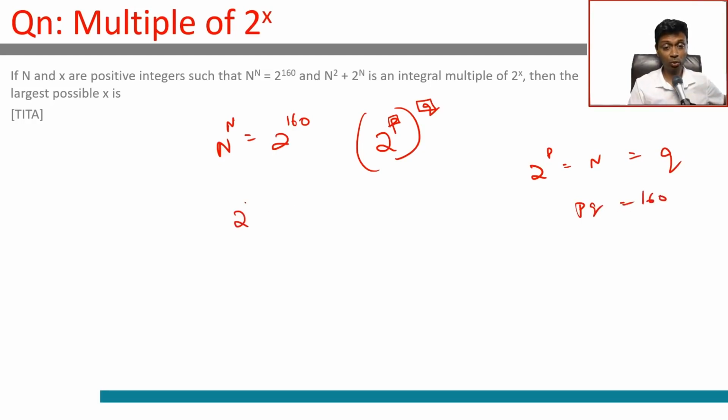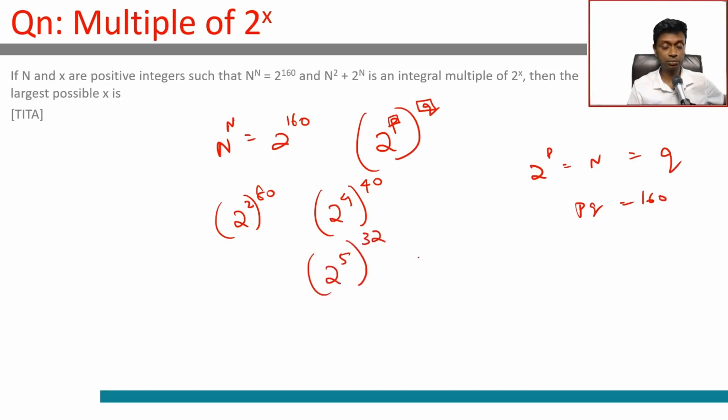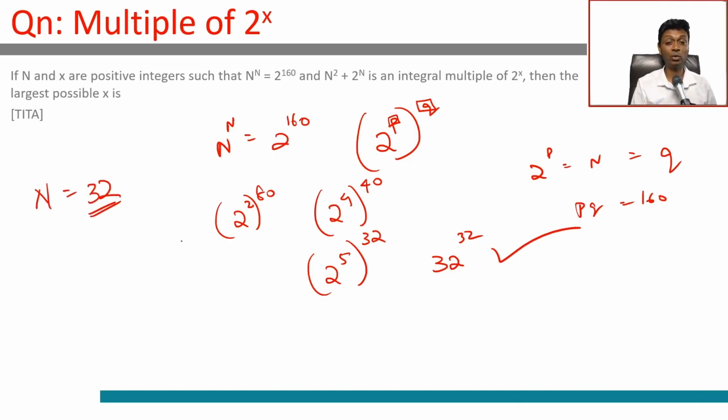If you write this as 2 square whole power 80, this is 4 power 80. That doesn't work. I cannot write this as 2 cube whole power something. I can say 2 power 4 whole power 40. 2 power 4 is 16, 16 power 40. That doesn't work. 2 power 5 whole power 32. 2 power 5 is 32, 32 power 32. Done. So n is equal to 32. It's a roundabout way of saying n equals 32.